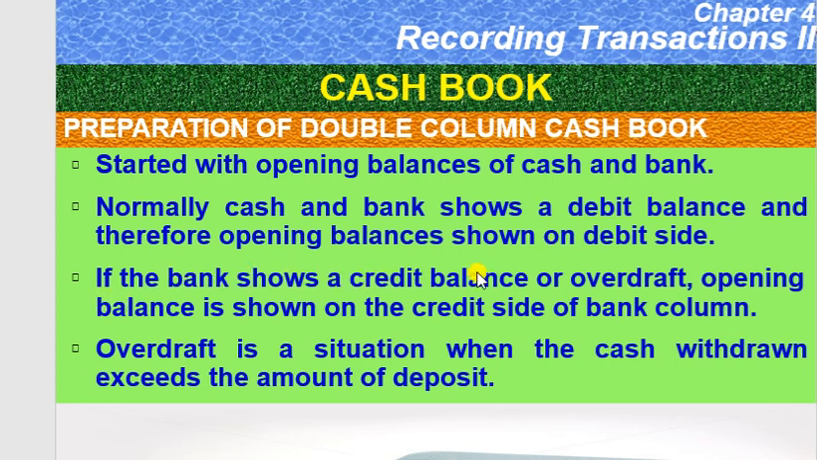If the bank shows a credit balance or overdraft, the opening balance is shown on the credit side of the bank column. This will happen only to the bank. The cash book will always have a debit balance. Only if the bank has an overdraft or a credit balance is given, the opening balance will be written on the credit side of the bank column. You already know overdraft is a situation when the cash withdrawn exceeds the amount of deposit.